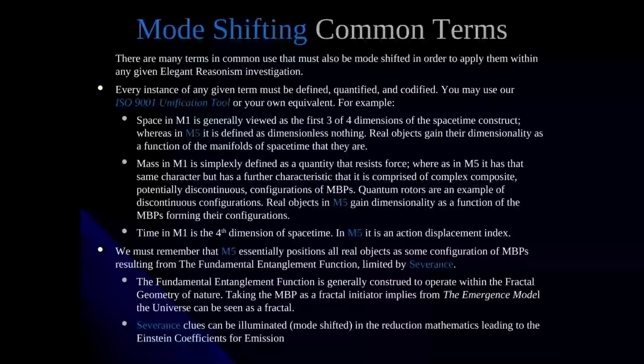Remember that M5 essentially positions all real objects as some configuration of MBPs resulting from the fundamental entanglement function limited by severance. You can't say that enough, and you'll wind up saying it to yourself so often, and once you start seeing what that means in terms of your investigation, it just becomes second nature.